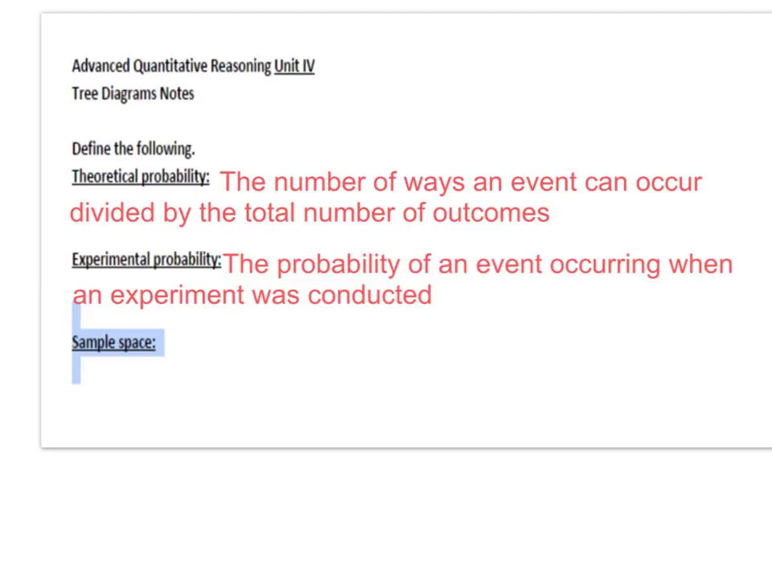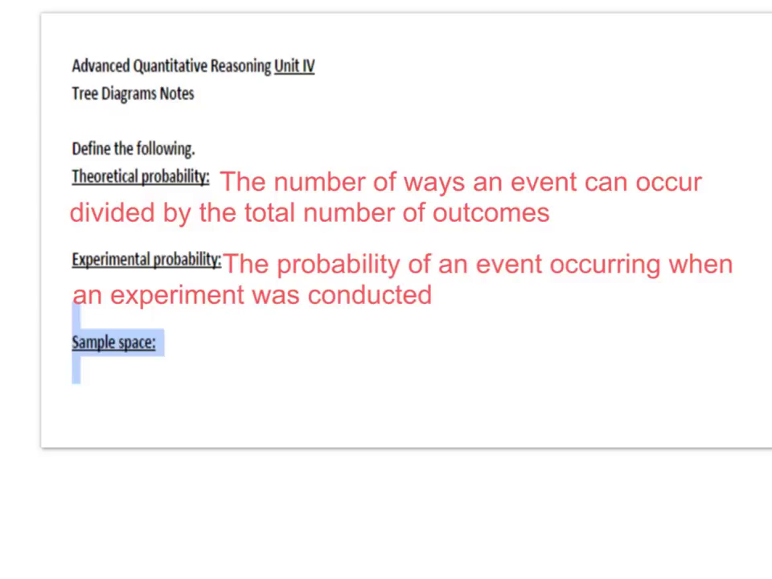However, experimental probability would be when I actually reach in there and I pull out a name, what was the probability that I pulled out Ryan? If I did happen to pull out Ryan, it would have been 1 out of 20. If I didn't pull out Ryan, it would be 0 out of 20, because experimental is what actually occurred.